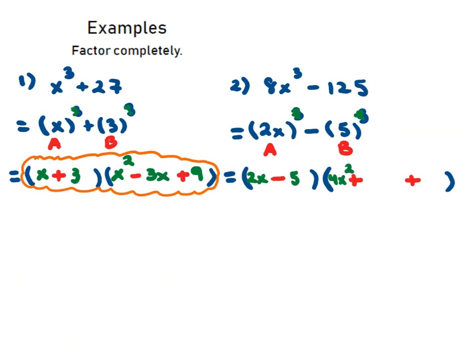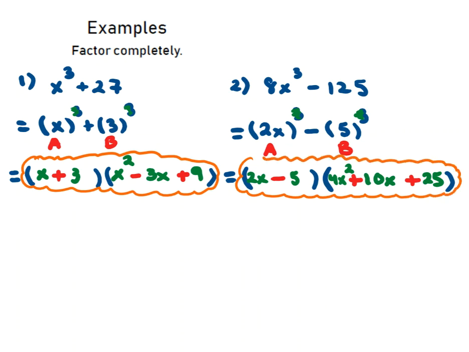The second term in the second set of parentheses is what you get when you multiply a and b together. So if you multiply 5 times 2x, 5 times 2 gives us 10, and of course, x is going to be tagging along with it. And then the last term in the second set of parentheses is b squared. Now our value of b is 5, and when you square 5, you get 25. And that's the factored version of 8x cubed minus 125 using the difference of two cubes formula this time.